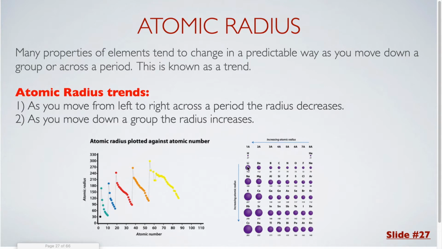So lithium, which has 3 protons, is going to be significantly larger than neon, which has 10. So even though we have more matter, more mass as we go from left to right, the actual size of the atom, or the radius, is going to decrease. As you move down a group, the radius is going to increase. So we can see that as we go from hydrogen to lithium to sodium and so on, the atom is going to continuously get bigger.